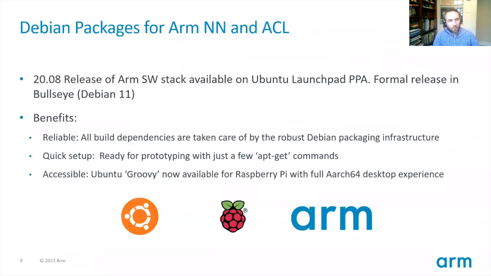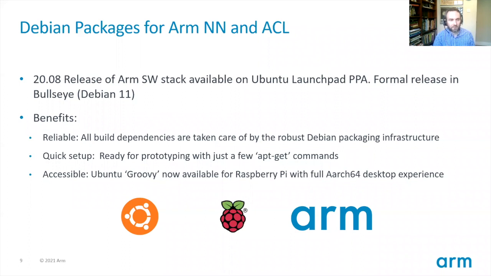The next thing I'd like to talk about is Debian packages for ArmNN and ARM Compute Library. We brought these out to address a pain point in terms of building the ARM software packages. And by launching the Debian packages, it has made it so much simpler. With the 2008 release, which is the August 2020 release of the ARM software stack, it's now available on the Ubuntu Launchpad PPA. And it'll be a formal release in Bullseye, which is Debian 11.